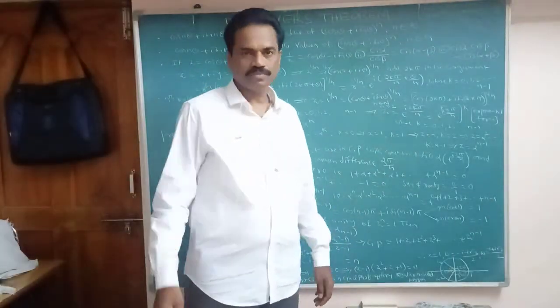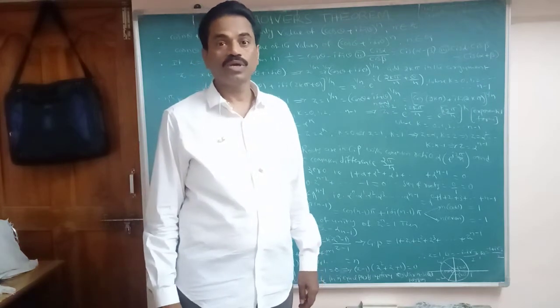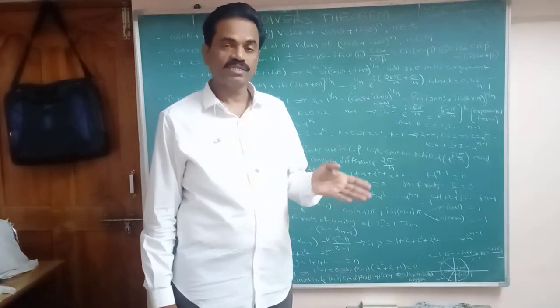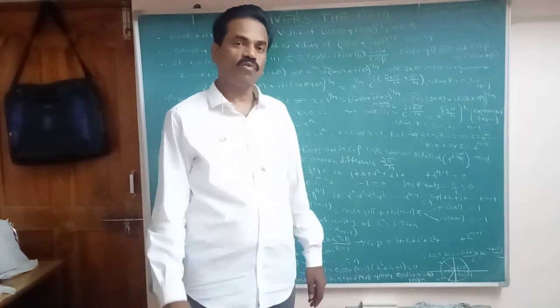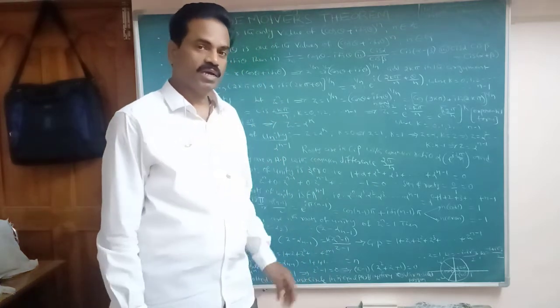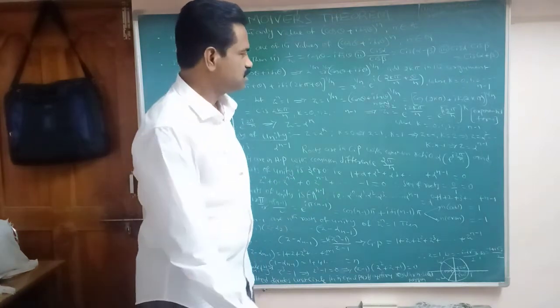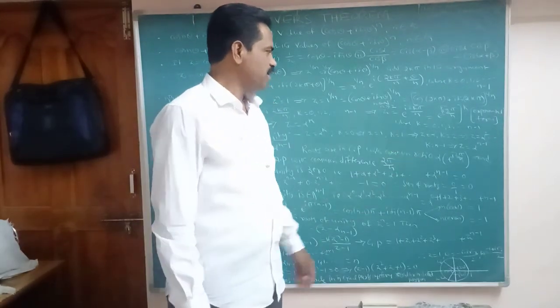k equals 1, substitute here. So that is e power i 2k pi by n, with k as 1, that is i 2 pi by n. k equals 2, substitute here, that is 2 into 2, i 4 pi by n. k equals 3, substitute here, 3 into 2 is 6, that is 6 pi by n.